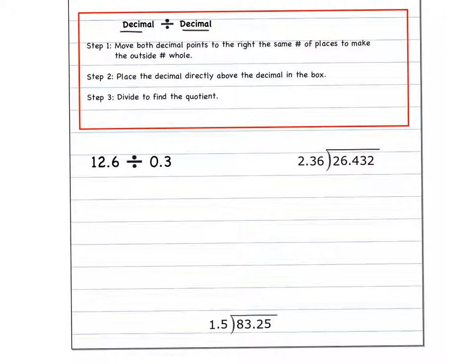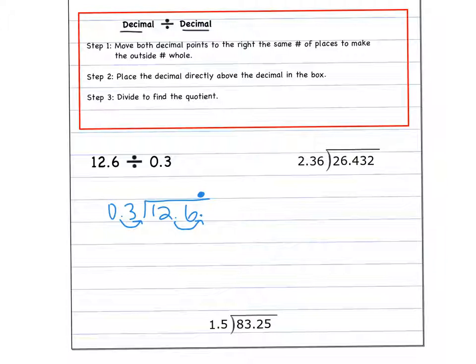So we write the first, just like before, first number goes inside the bracket. Now this second number goes outside the bracket. And it's a decimal. We need to make it a whole number. So we move the decimal one spot to the right. Whatever we do on the outside number, we have to do on the inside. So we take the inside number here and we move the decimal one to the right. So now it's behind the 6. And then from there, we carry it directly up above.